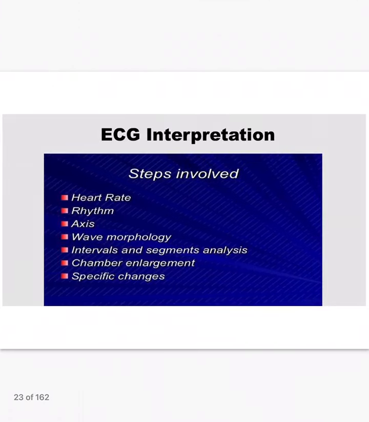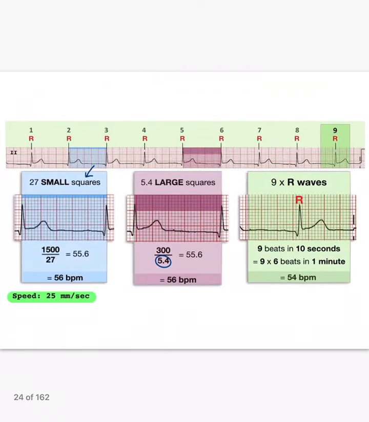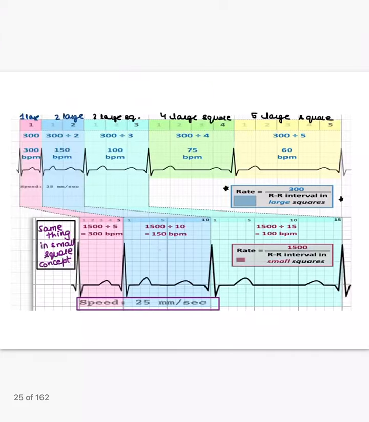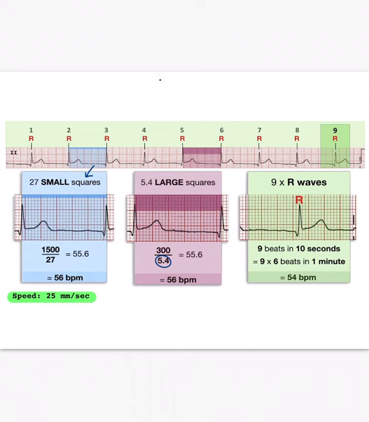Okay, so now how do you interpret the ECG? First you need to check the heart rate, then the rhythm, then the axis, then the wave morphology, then any specific chamber enlargement or other specific changes. So now coming on to the heart rate. Checking the heart rate is very easy. What do we do to check the heart rate? We have a formula: 1500 divided by the number of small squares between two RR intervals. Otherwise, the other formula is 300 divided by the number of large squares between two RR intervals.